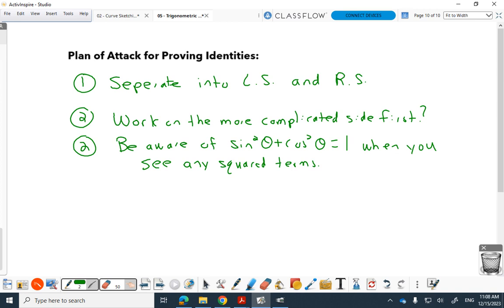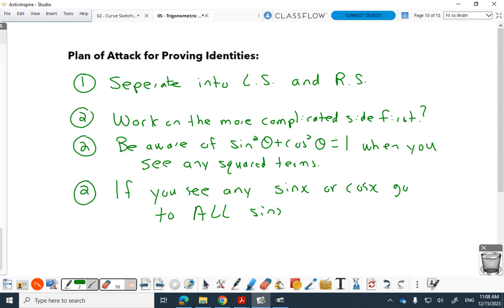2. If you see any sine x or cos x, go to all sine x and cos x. The trig toolbox always allows you to accomplish that. If you want things in just sine and cos, you can always do it. If you get secant, you can go to 1 over cos. If you get cosecant, you can go to 1 over sine. If you get tan, you can go to sine over cos. So you can just go to all sines and coses.